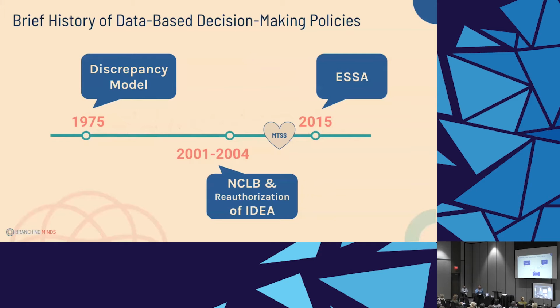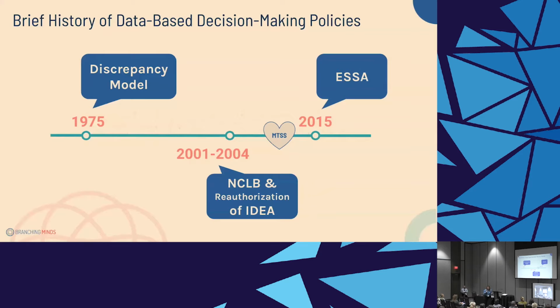So we had this discrepancy model in 1975, and we're doing things based on data, right? Like what's the difference between this learner and this learner? And that's how we're going to look at finding students eligible for special education programs. Well, then we get smarter, right? As we progress over time, we get smarter and we get better about things.